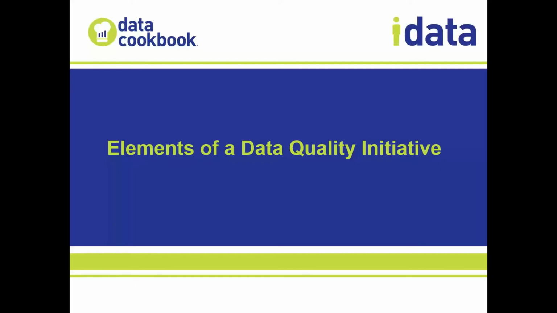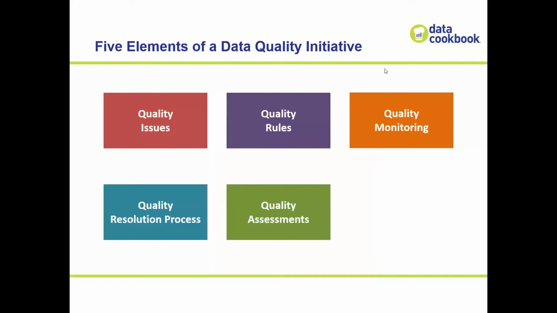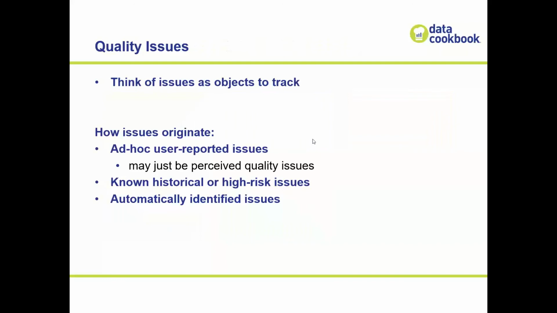So you know, like, a general idea about what kind of problems there might exist. So what are the elements of a data quality initiative? How do you want to try to tackle these things? We're going to talk about 5 elements. So you want to look at quality issues, quality rules, quality assessments, a quality resolution process, and quality monitoring. All right, let's go into each one of these in a little more detail.